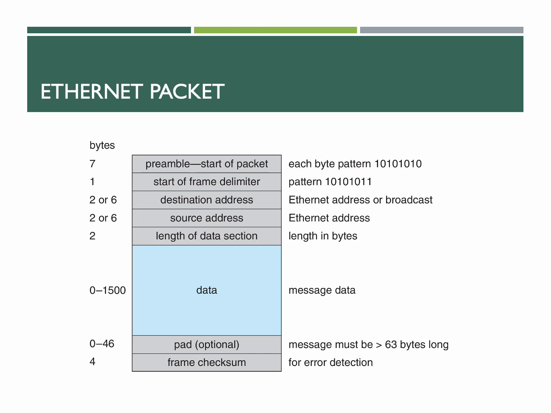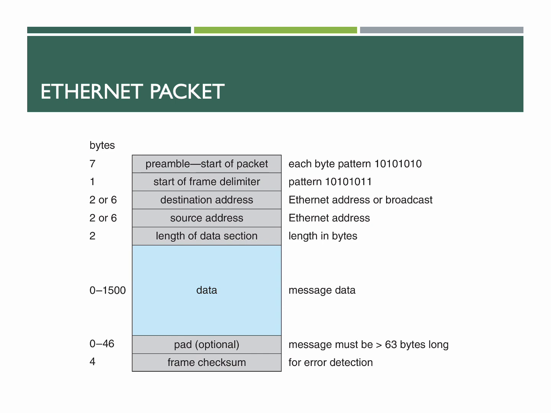Now first we have preamble, 7 bytes. This is the start of the packet. Each byte follows a specific pattern, 10101010, which helps synchronize the clocks of the sending and receiving devices. It basically tells the receiver, get ready, data is coming.